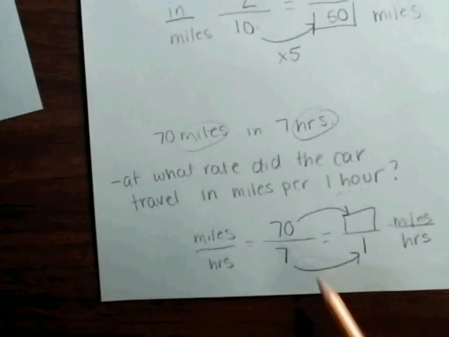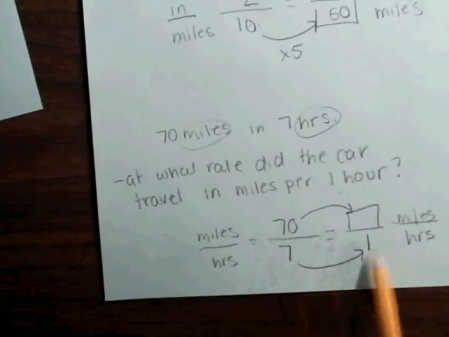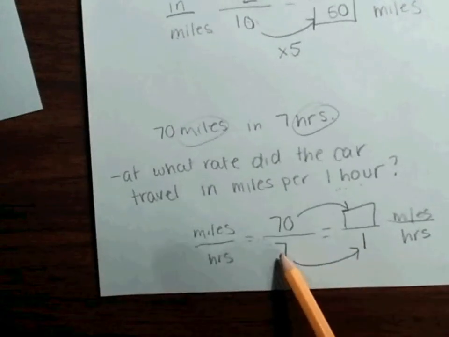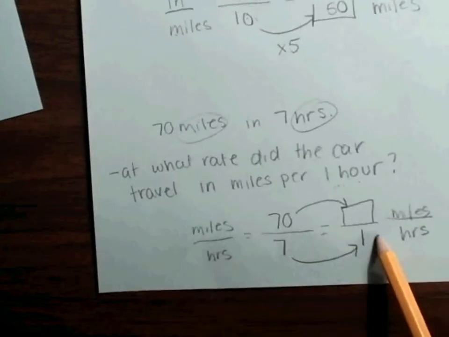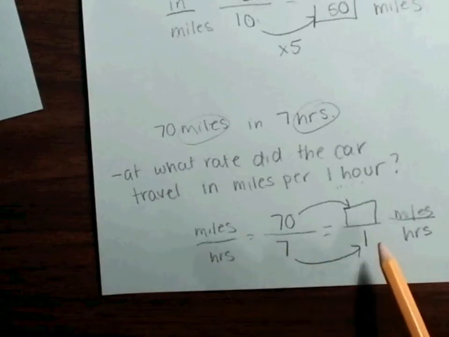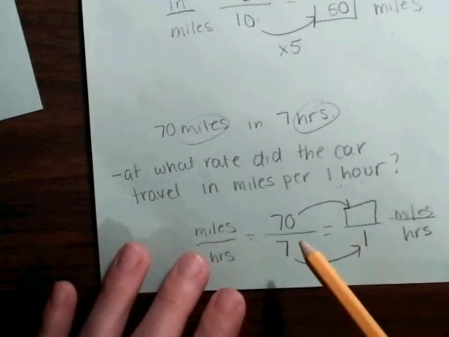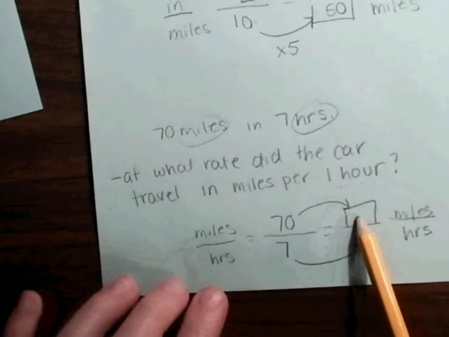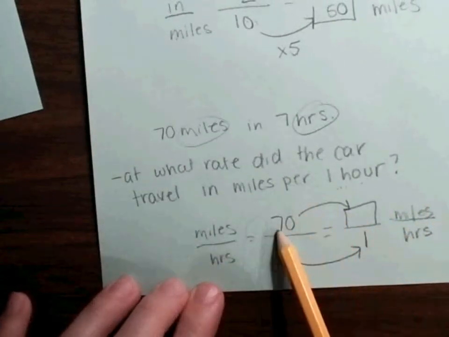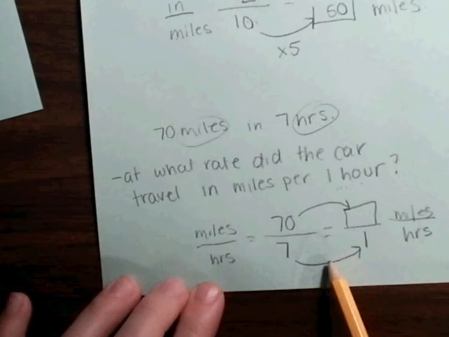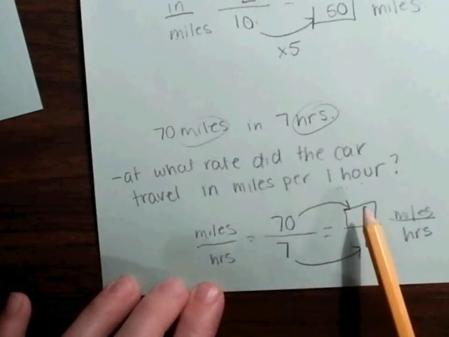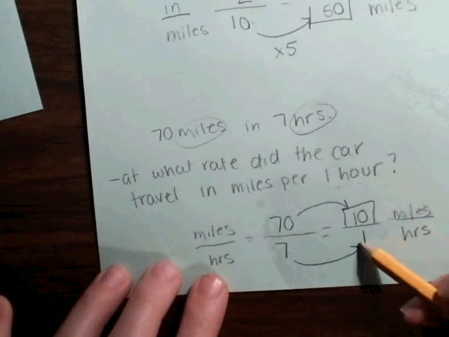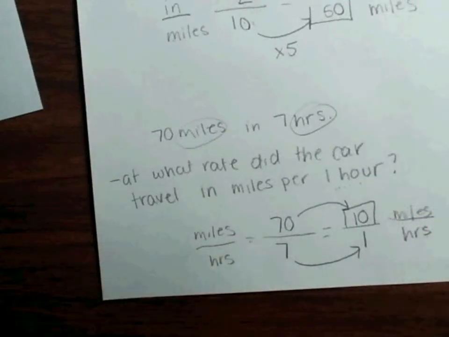If I'm going from here to here, what's happening? Sometimes in my head, I like to just reverse it. If I can't go easily from here to here, what if I'm going from 1 to 7? To get from 1 to 7, I'm multiplying times 7, right? So going backwards, I would know that I'm dividing, which is the same as multiplying times 1/7. So what times 7 gives me 70? I know it's 10. So 10 miles represents 1 hour.